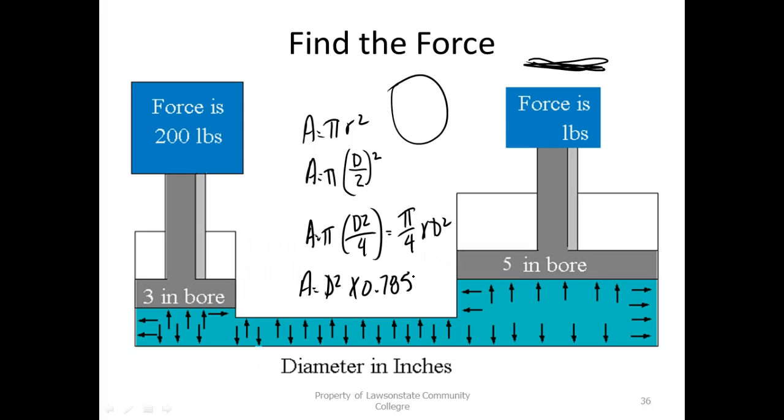So you probably have to have a calculator, but you could do this longhand. Most of the time, with a 3-inch board, that'd be 9 times 0.785. You could take a piece of paper and do that. So what do we come up with for the diameter? What would be the area here for the 3-inch?